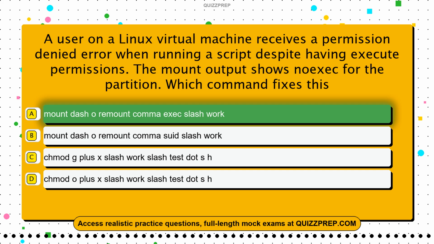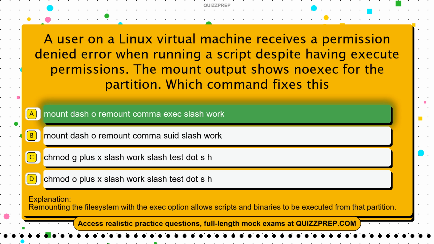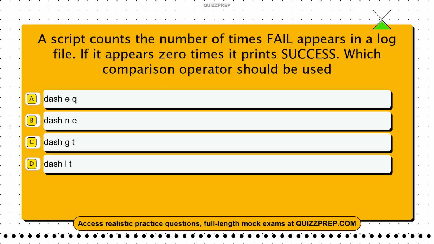The correct answer is option A, mount -o remount,exec /work. Remounting the file system with the exec option allows scripts and binaries to be executed from that partition. Question 60. A script counts the number of times fail appears in a log file. If it appears 0 times, it prints success. Which comparison operator should be used? Option A, -eq. Option B, -ne. Option C, -gt. Option D, -lt.